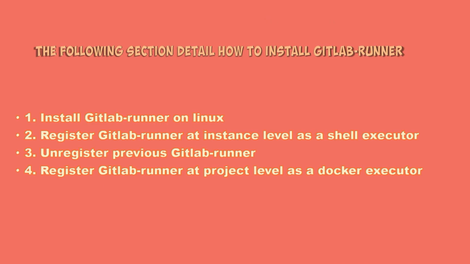I highlighted four steps in this lab. First we install Gitlab-runner on Linux. In next steps we will register Gitlab-runner at instance level as a shell executor. The next steps we unregister previous Gitlab-runner, and finally we register Gitlab-runner at project level and as a Docker executor.